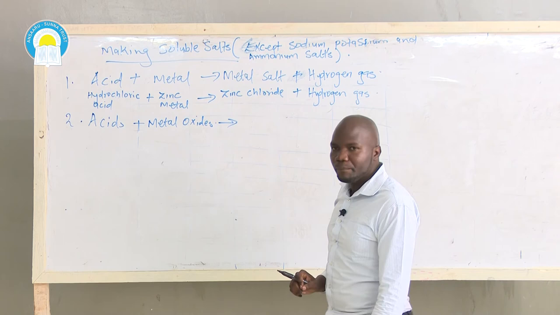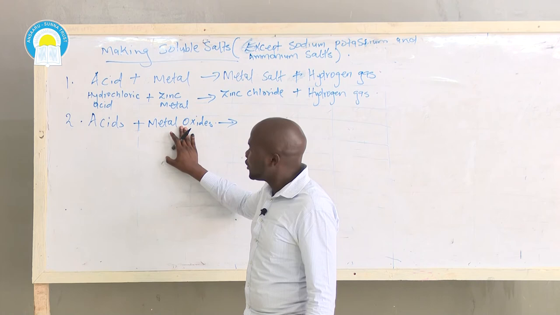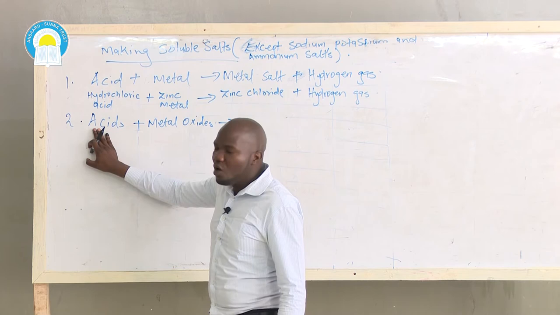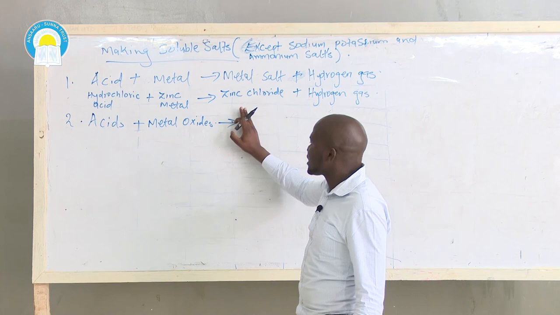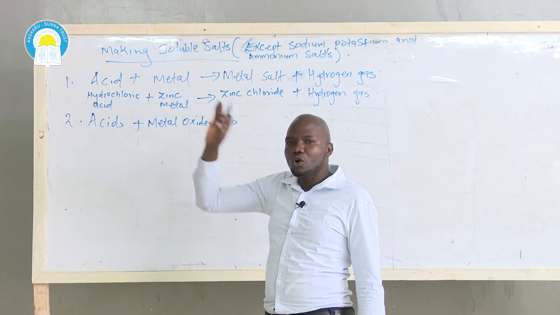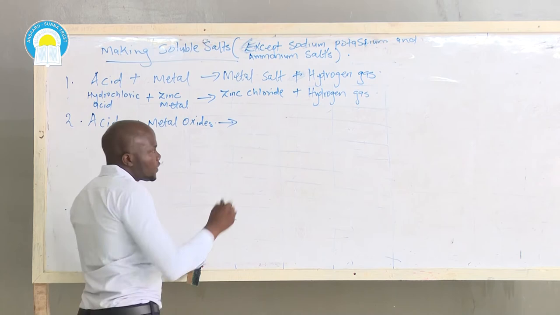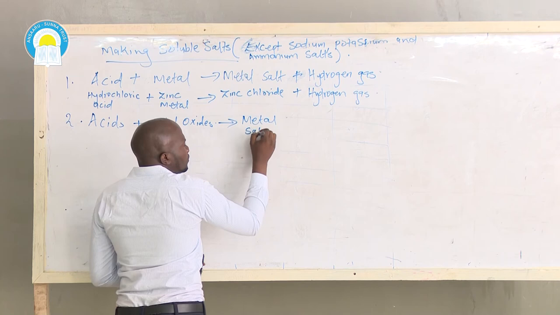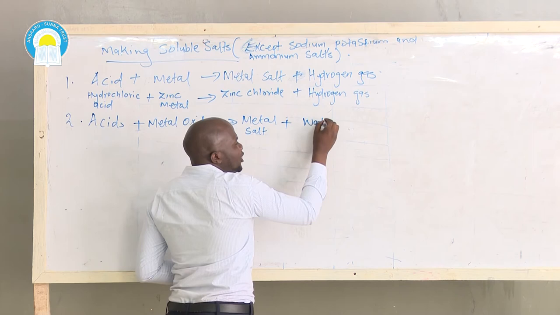I'm saying this, Year 10. Metal oxides are bases, insoluble bases. When bases are reacted with acids, we get a salt and water. Salt is a neutral substance. Water is also a neutral substance. So the reaction is called a neutralization reaction. So any acid reacted with a metal oxide, we get a metal salt, which is soluble, and water. Not hydrogen now, but we get water.